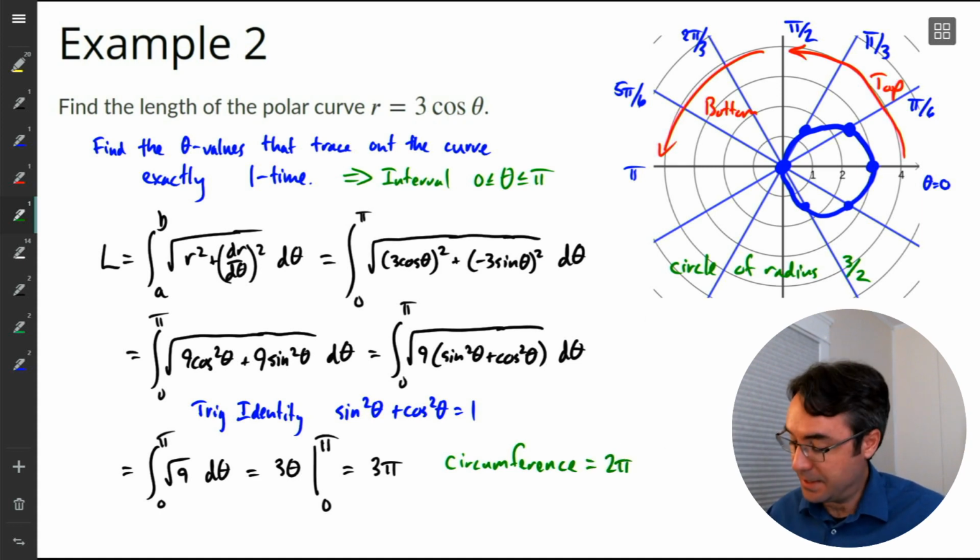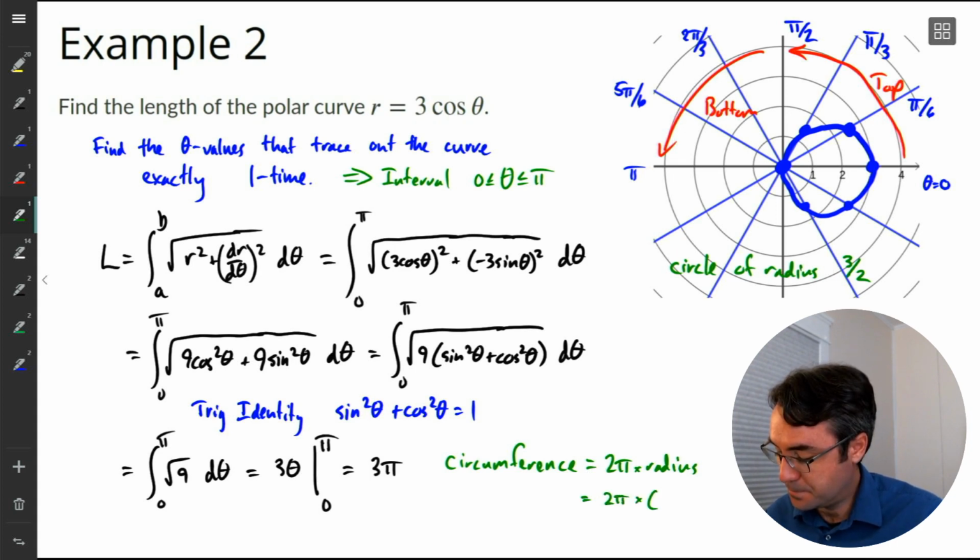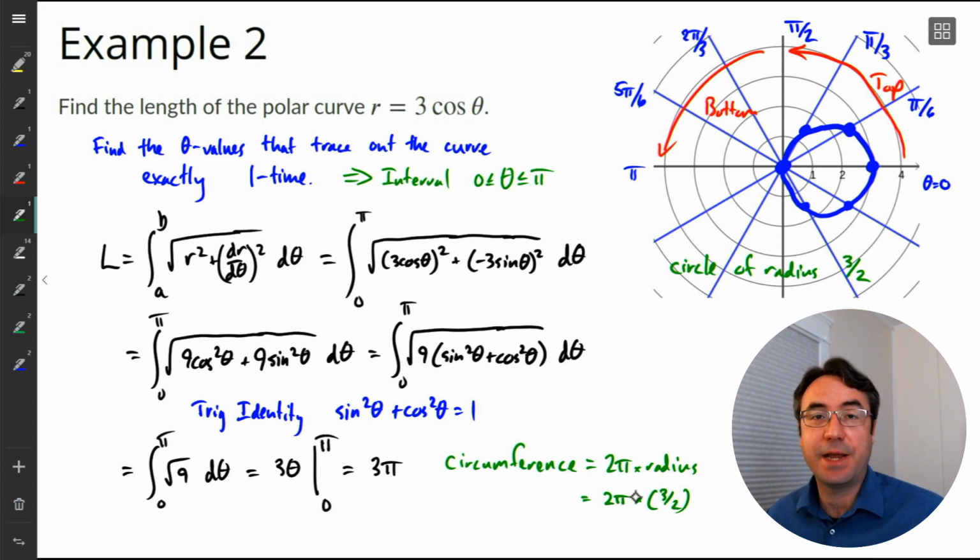So what's 2 pi times the radius? So what was the radius? It was 3/2. Plug it in. We get 2 pi times 3/2, and that's exactly what we found here. So the length of this particular polar curve agrees with what we know about the actual length. We know this is a circle, so we can calculate the length some other way. But this formula allows us to calculate the length of more general polar curves, so things that aren't necessarily circles.